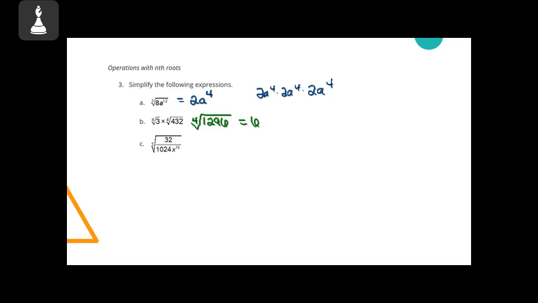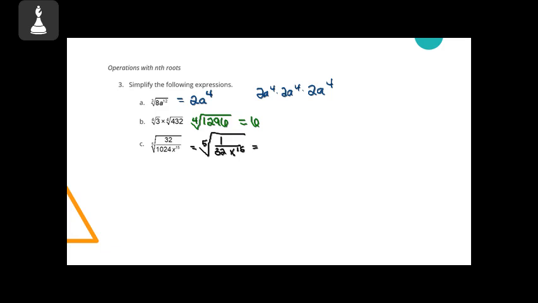Okay, last one, I have the 5th root of 32 over 1,024 x to the 15th. Because these are all under the root, what I did first was I simplified 32 over 1,024, because 32 actually goes into 1,024 32 times. So 32 divided by 32 is 1. 1,024 divided by 32 is 32. And I'm going to carry my x to the 15th.